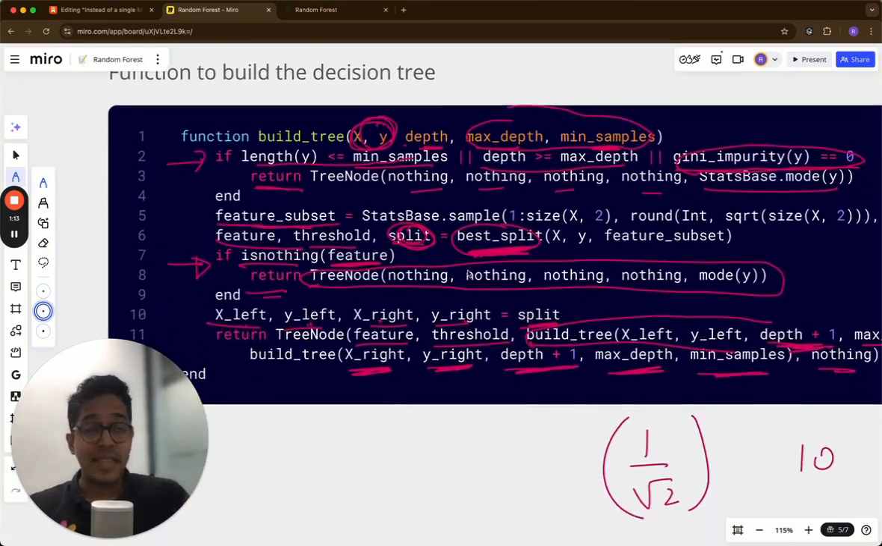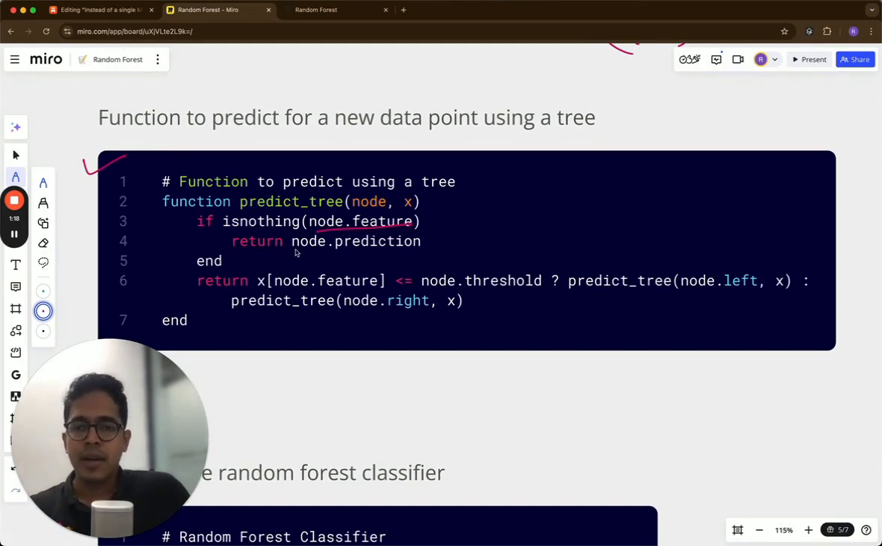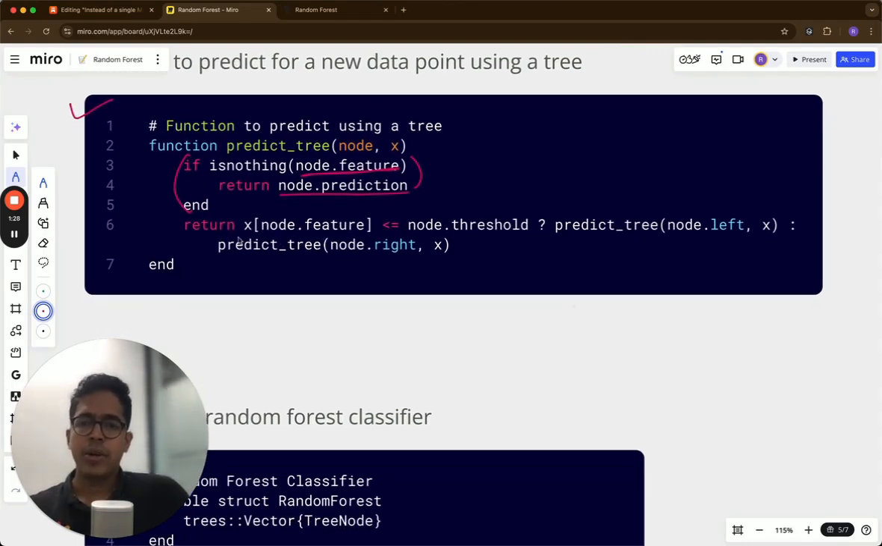If it is a leaf node, you output the prediction. If it is not a leaf node, you have to go until you reach the leaf node. So you will return node dot prediction only if node dot feature is empty, or if the value is nothing. Otherwise, if this condition is not true, you will check whether the node dot feature value in x, which is the input, is less than or equal to the threshold. If it is, then you will make the prediction for the corresponding node to the left, and otherwise the same for the node to the right.